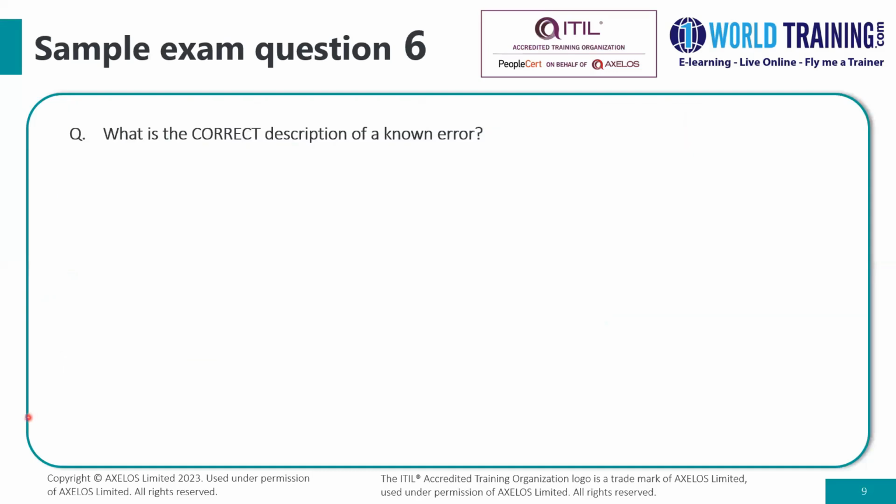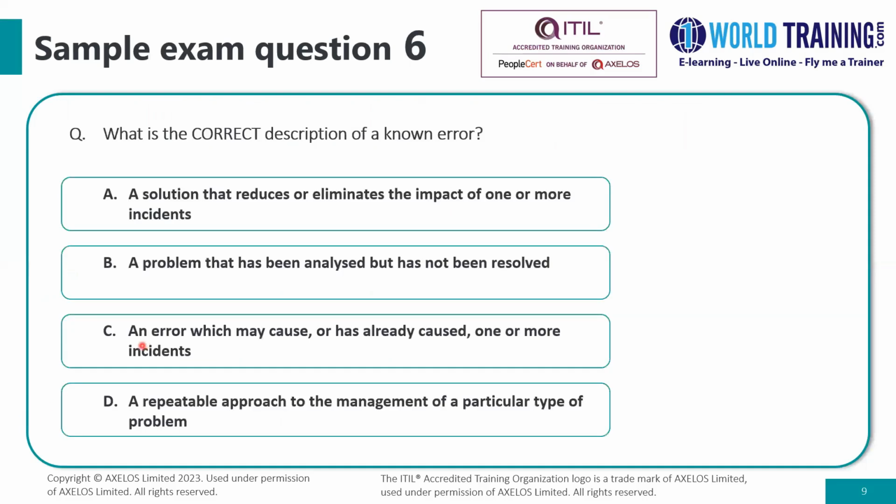Question 6. What is the correct description of a known error? A, a solution that reduces or eliminates the impact of one or more incidents. B, a problem that has been analyzed but has not been resolved. C, an error which may cause or has already caused one or more incidents. D, a repeatable approach to the management of a particular type of problem. This question should be easy. It's about the known error.